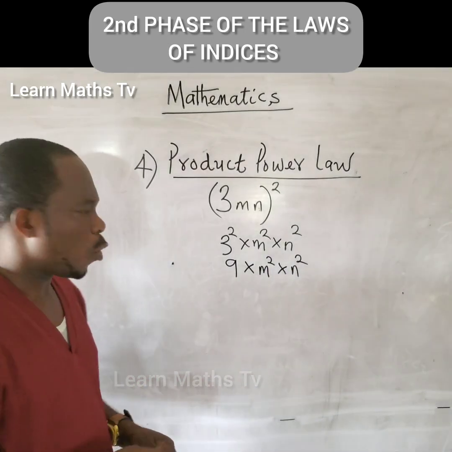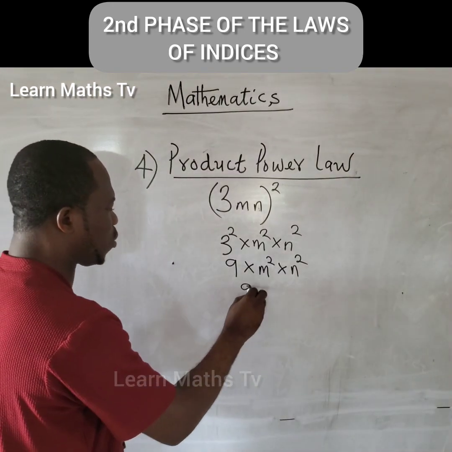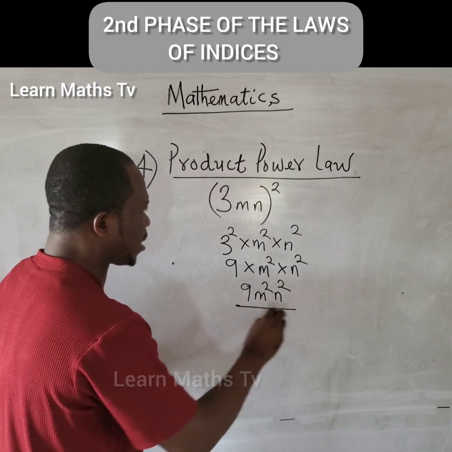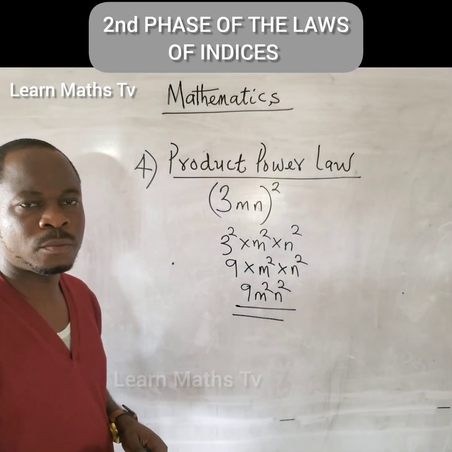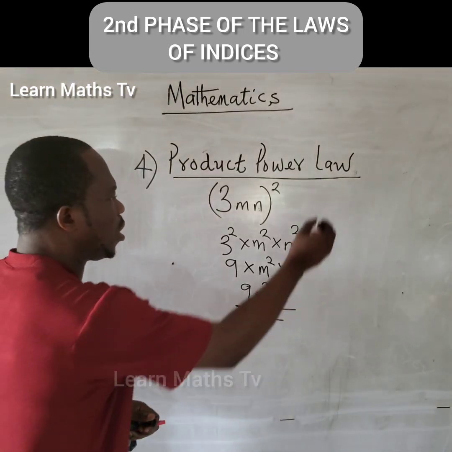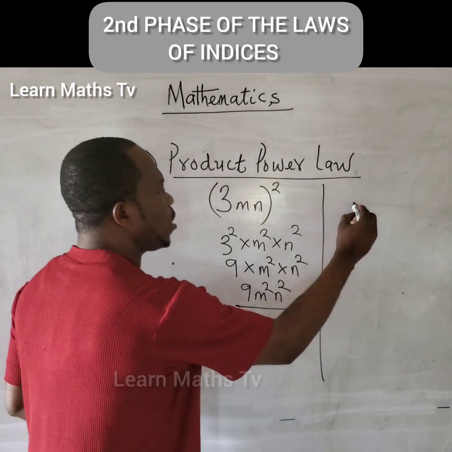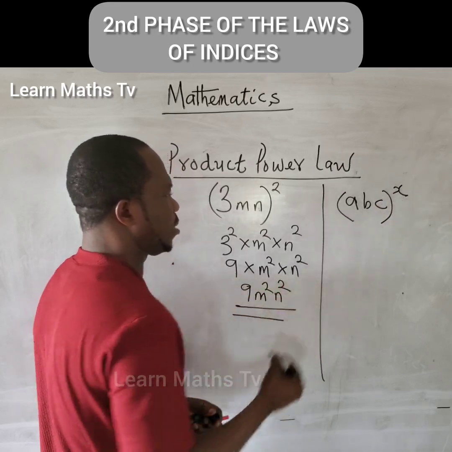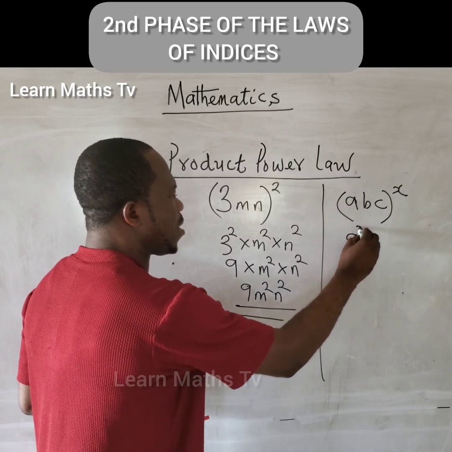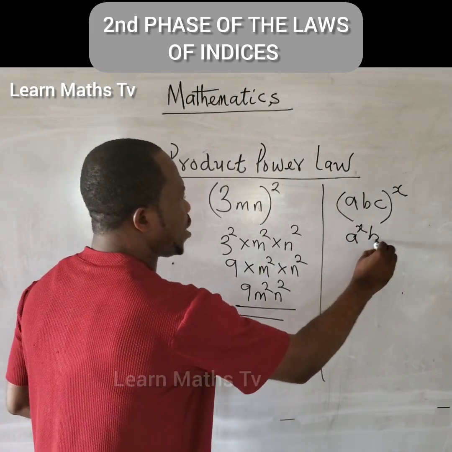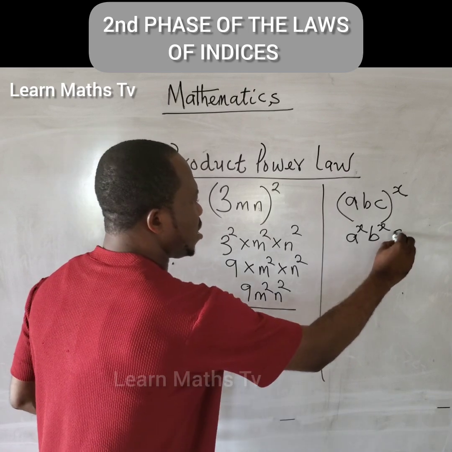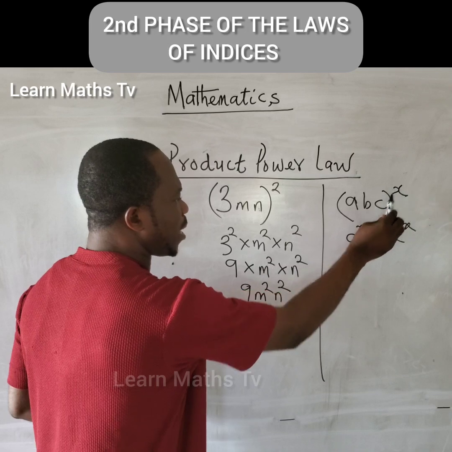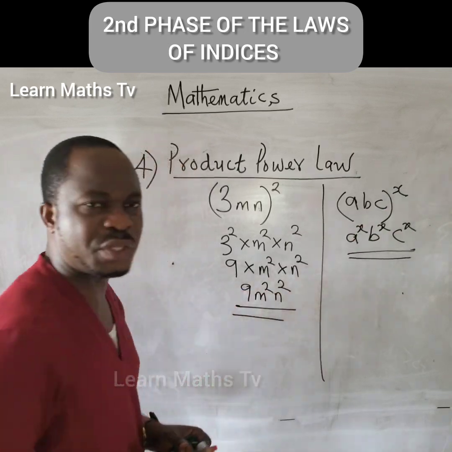So that's what we're going to do. We're going to multiply through, and if we multiply through, we get 9m squared n squared. And that is all for product power law. So in general, I would conclude that if (ABC) is raised to power x, I will have A raised to power x, B raised to power x, and C raised to power x. The individual different factors are all raised to power x, and this will be our result.